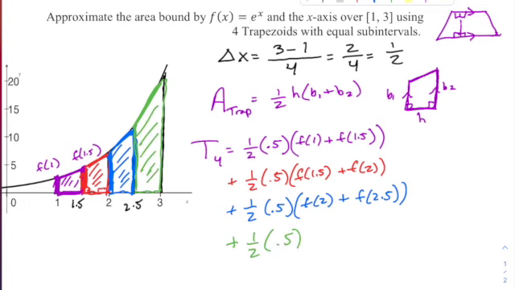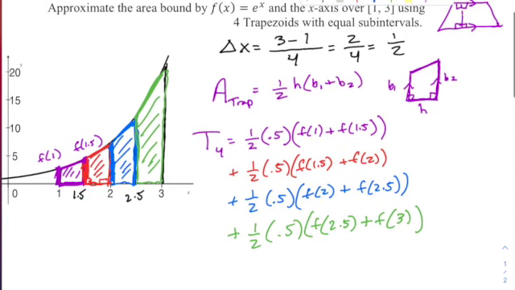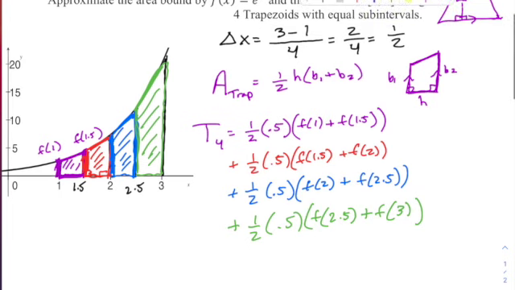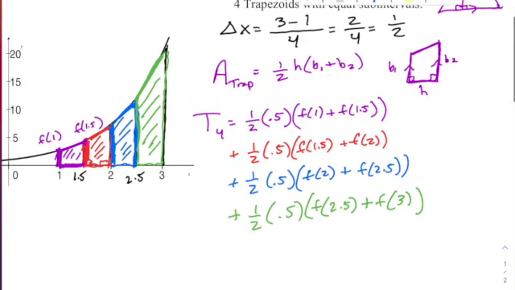One-half of 0.5, and those bases are f of 2.5, the left side of the interval, and f of 3. So unlike the left and the right rectangles, the left, the right, and everything in between gets used. Nothing gets left out. So that is the long way of writing it out, one at a time.